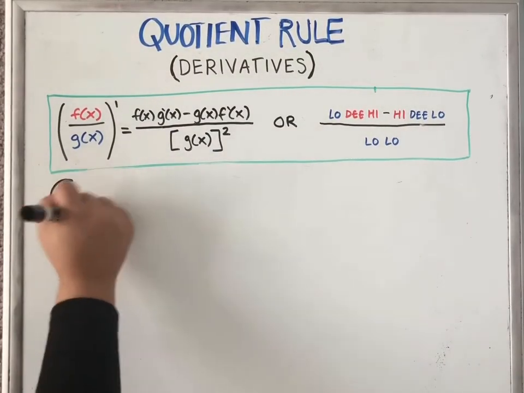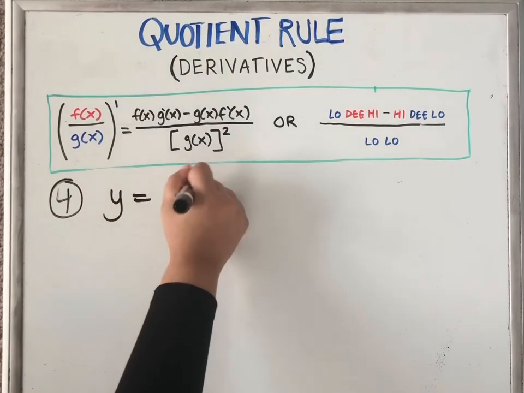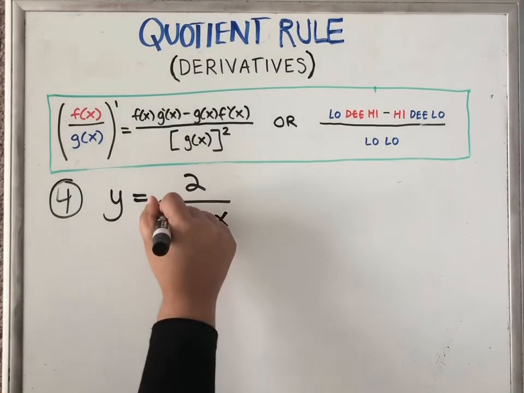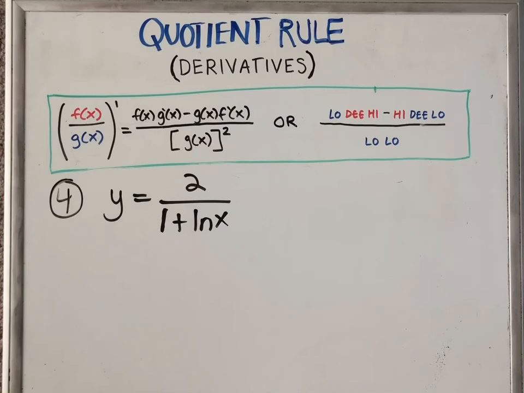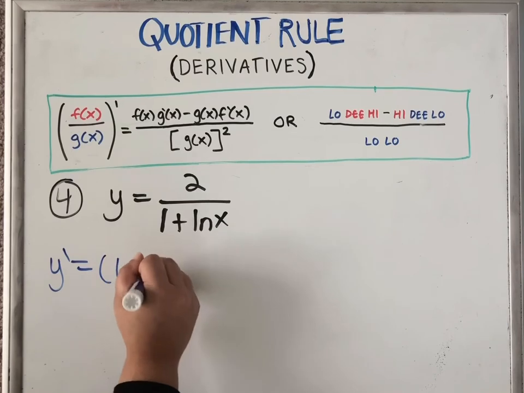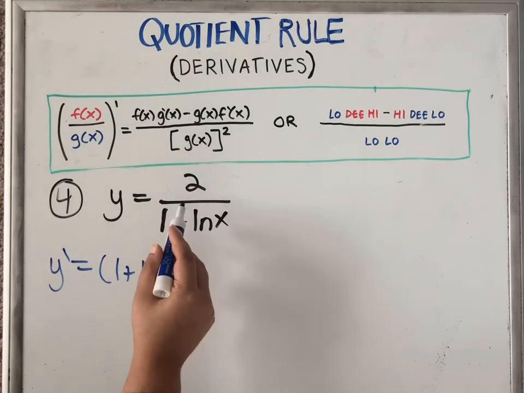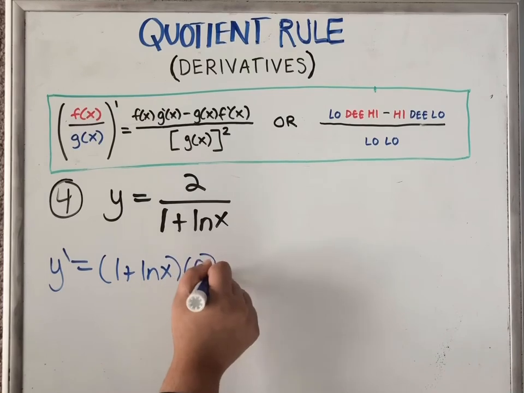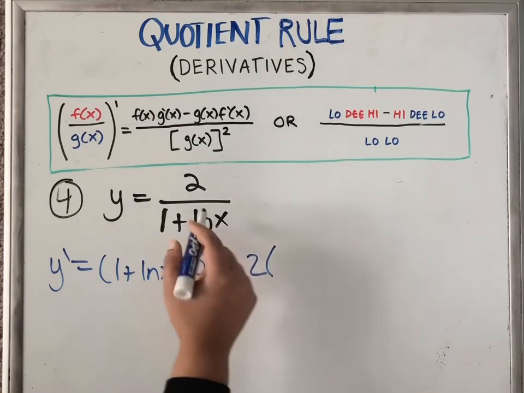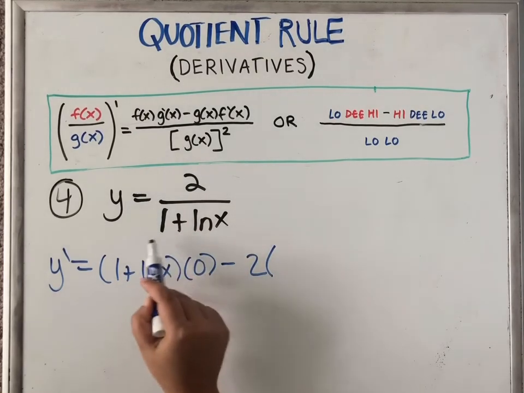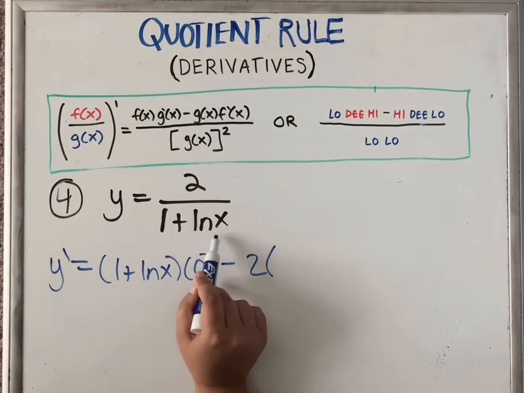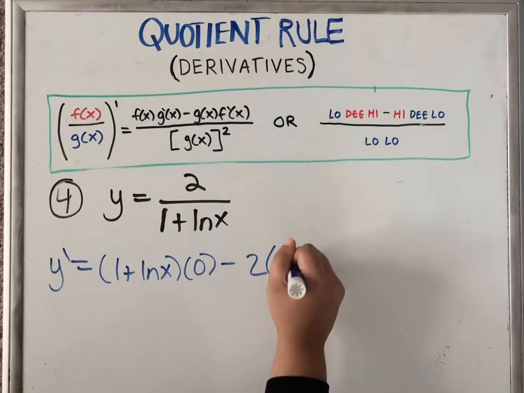All right, for the last one here, I have y equals 2 over 1 plus the natural log of x. Okay, all right, so same deal here. Y prime equals low, which is our 1 plus ln x, times derivative of high, and derivative of a constant gives us 0, minus our high, which is 2, times the derivative of the low. So to take derivative of 1 plus ln x, derivative of 1 is 0, plus derivative of natural log of x, which is 1 over x.